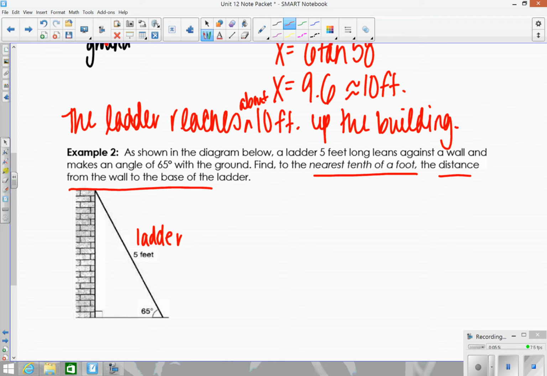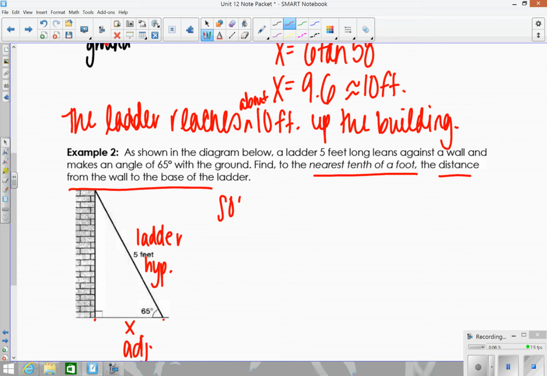So the distance from the wall to the base of the ladder, this is going to be my x. So then we label what we have. So we're going to be using right triangle trig because we have one side and we're trying to find a missing side and we have an angle. So this side is the hypotenuse because it's across from the right angle. This side is the adjacent with respect to the 65-degree angle because it's next to it.